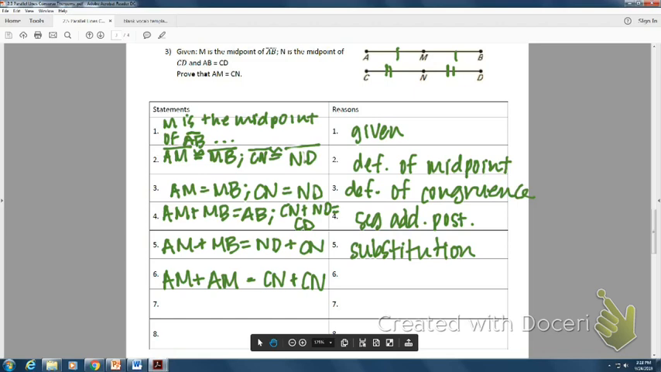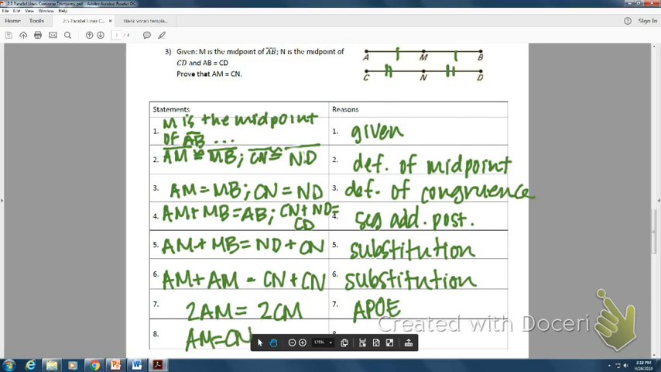Okay, so this would be what reason? Substitution. Okay, now what? If we add these, what do we get? 2AM equals 2CN, which is what? APO. And then what would the last step be? Depot. If I divide both sides by 2, I get AM equals CN, and that's by depot.